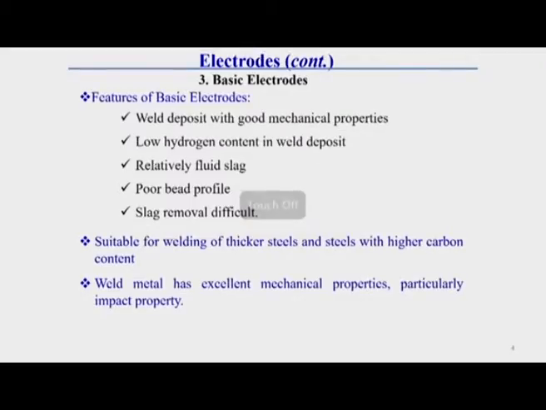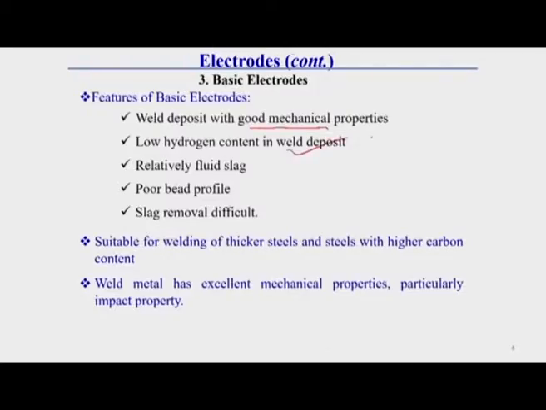Now this is the basic feature of the basic electrode. Generally it gives weld deposit with good mechanical properties. What we observe is, though the rutile electrode is also viscous and has liquid properties, its mechanical property is moderate in nature, but here generally the mechanical property is good. It also gives low hydrogen content in the weld deposit, as there is generally no hydrogen content here compared to cellulosic. That's why this type of electrode is used for very good quality applications, which I will tell you subsequently.